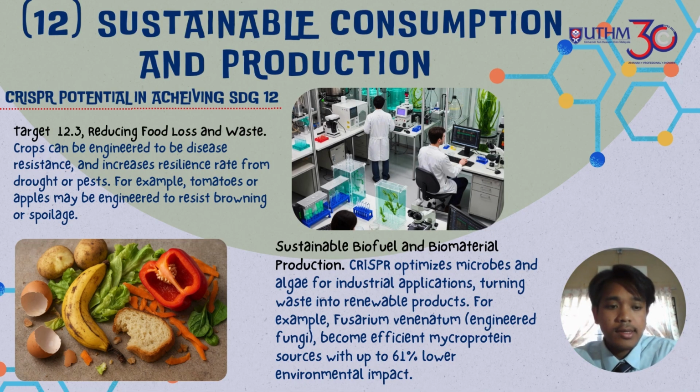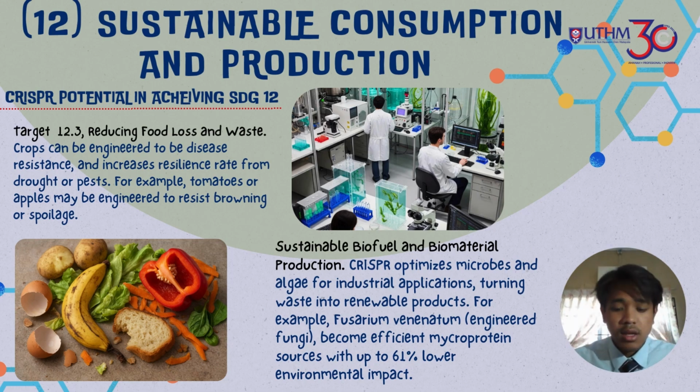And the last one is CRISPR technology aligning with SDG 12, which is sustainable consumption and production. How can CRISPR have the potential to achieve SDG 12? First of all, target 12.3 is to reduce food loss and waste. Crops can be engineered to be disease resistant and have increased resilience against drought or pests. For example, tomatoes or apples may be engineered to resist browning or spoilage. So that's the first one, reducing food loss.